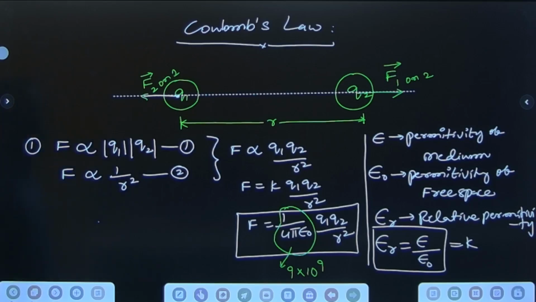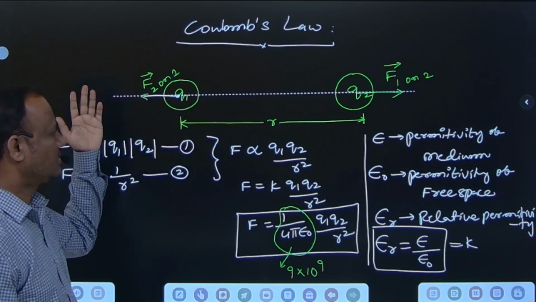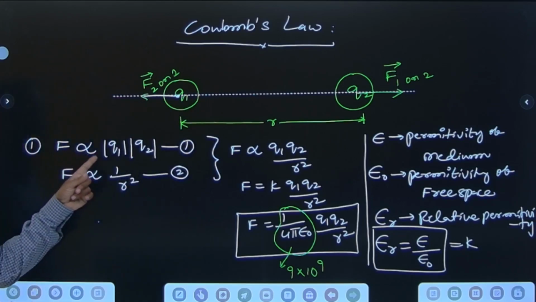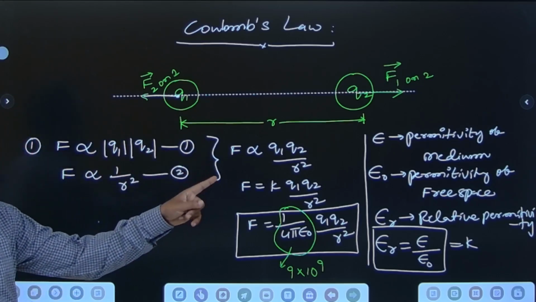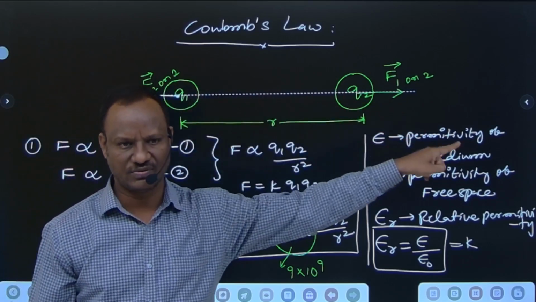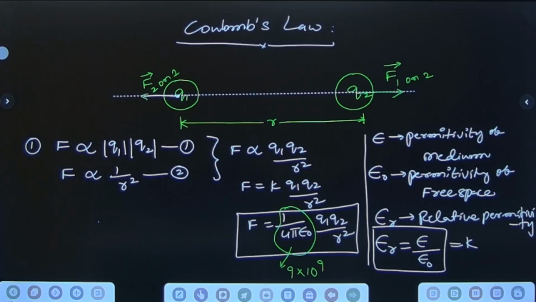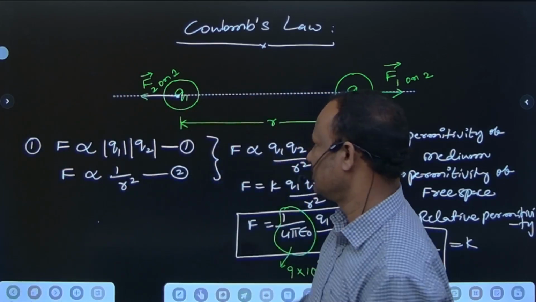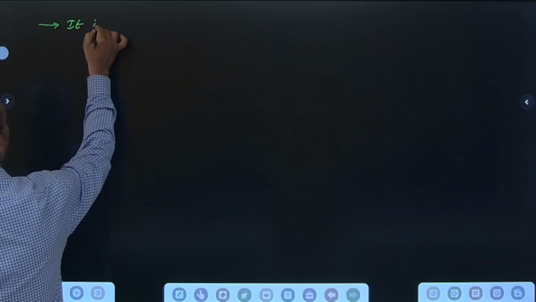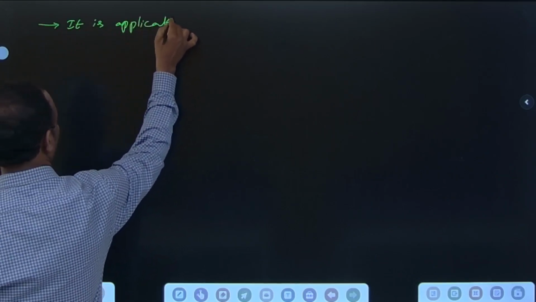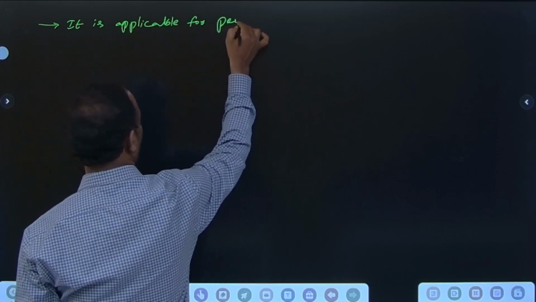How do you state Coulomb's law, or what is the exact statement? The electrostatic force is directly proportional to the product of magnitudes of two charges, inversely proportional to the square of the distance of separation, and acts along the line joining their centers. That is Coulomb's law. Very important: Coulomb's law is applicable for point charges.